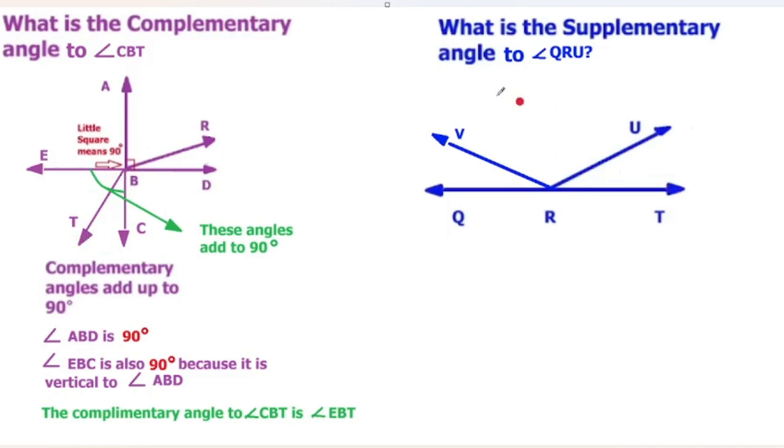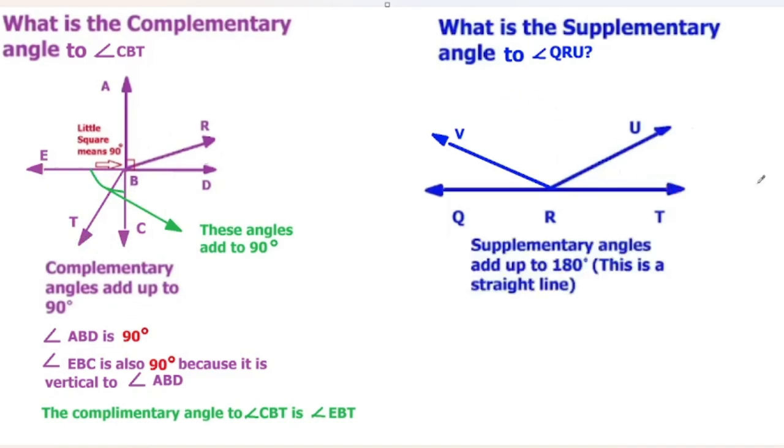Now let's look at the supplementary side. Supplementary angles add up to 180 degrees. This is a straight line. So this is the straight line. All these angles would add up to 180 degrees if we add them up. This one plus this one plus this one. But for this problem, we're looking for the supplementary angle to QRU. So here's QRU. So what angle will add to it to give 180 degrees?